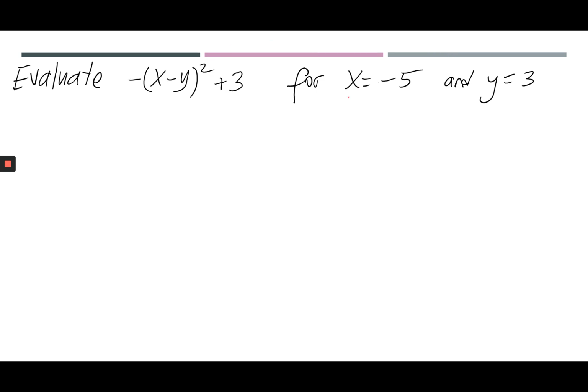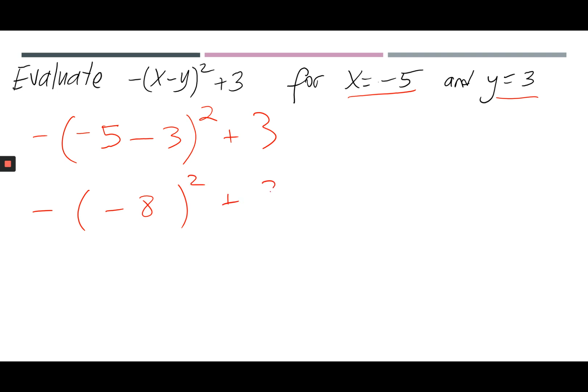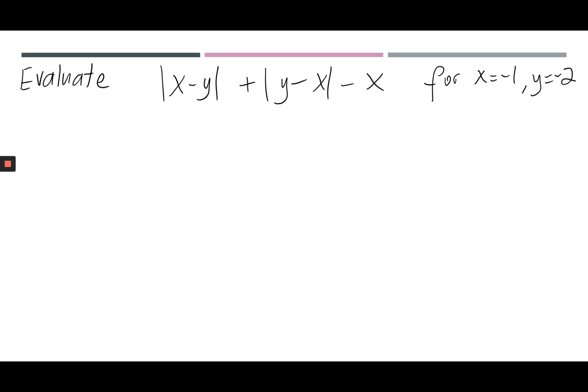X is -5 and y is 3. Negative comes from the question. X is -5 minus y is 3, squared, plus 3. -5, -3 is -8. I need to square that. -8 times -8 is +64. But there is a negative here that comes from the question. Negative here, it comes from here. -8 squared is 64 plus 3. -64 plus 3 is -61 is the answer.